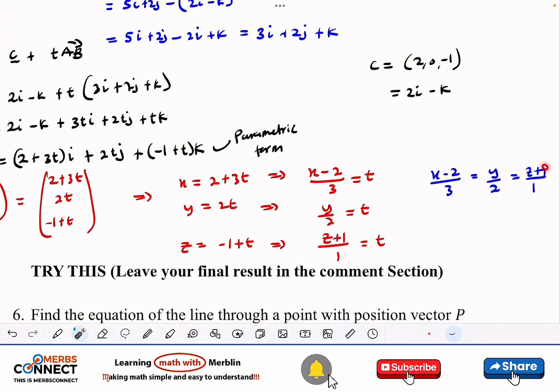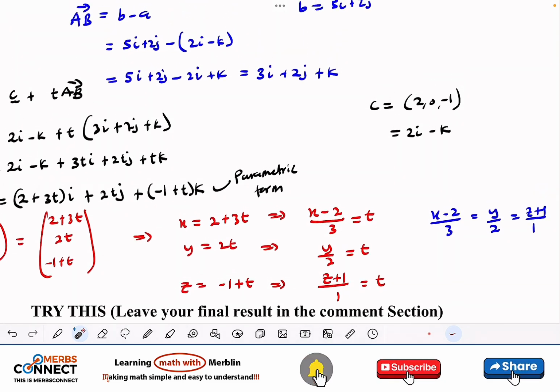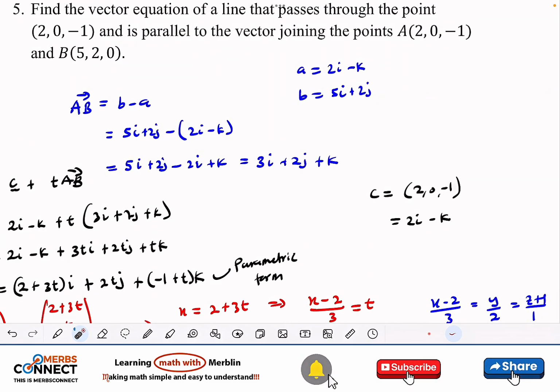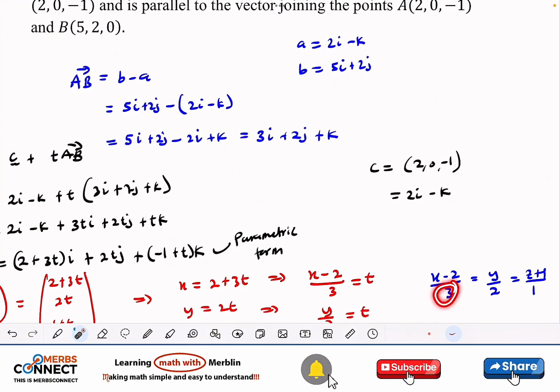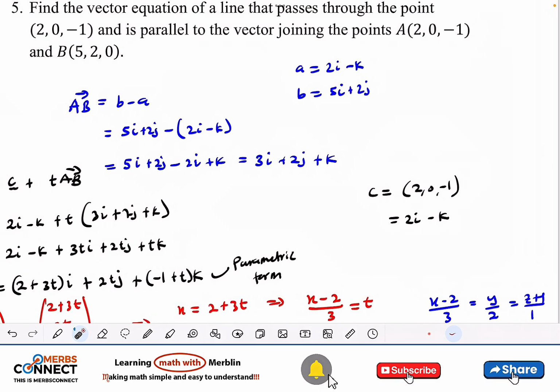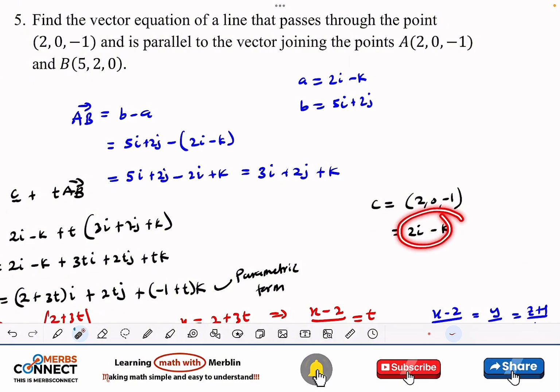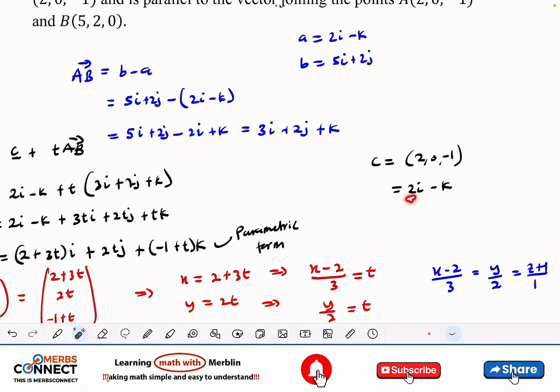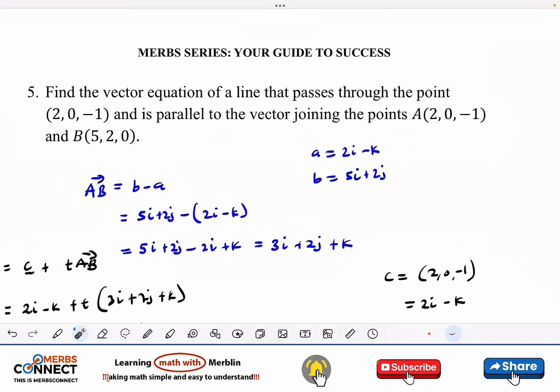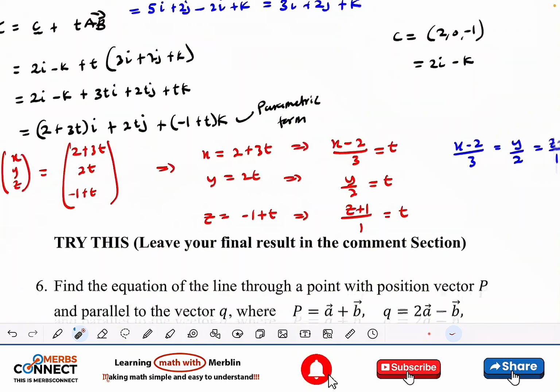So as I said, if this one is plus, it means that it's minus minus. So we can see that our coordinate for vector AB, which is 3, 2, 1, is here. 3, 2, 1. And then our C, which is 2, 0, minus 1, is also here. So basically, this is very simple to work with.